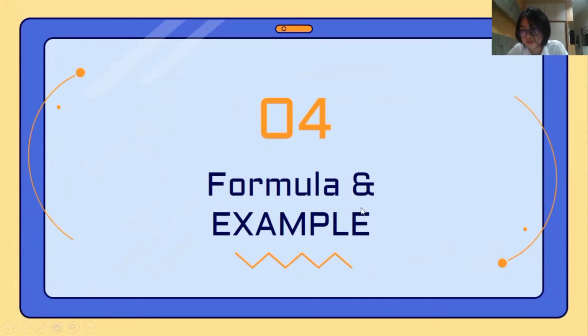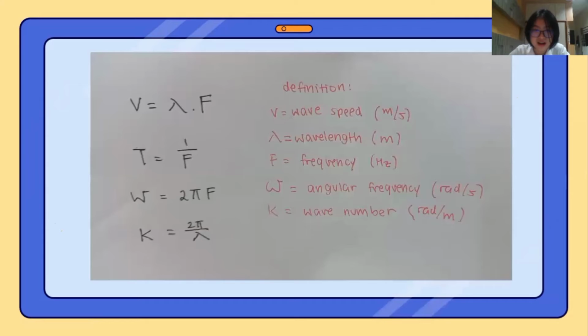Number 4 is the formula and examples. Like that, guys, you don't have much time. These are the formulas and this is the definition. V is wave speed, lambda is wavelength, f is frequency, T is period, the omega is angular frequency, k is wave number. Don't forget to write all of this down in your notebook, guys.